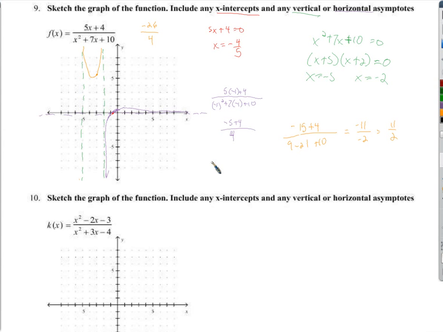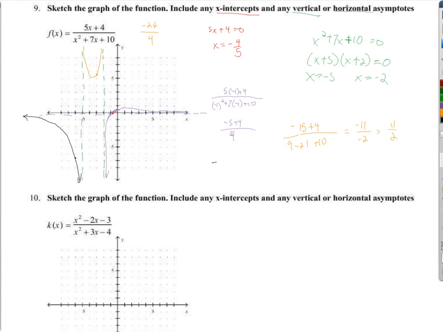Negative 6. So that's going to be negative, well, that's what we have here. Negative 30 plus 4 is negative 26. If we plug in negative 6, we got 36 minus 42 plus 10 is 4. Negative 26 over 4 is going to be close to negative 6, it's going to be negative 6 and 1/2. So negative 6 and 1/2. So the graph goes through like this.